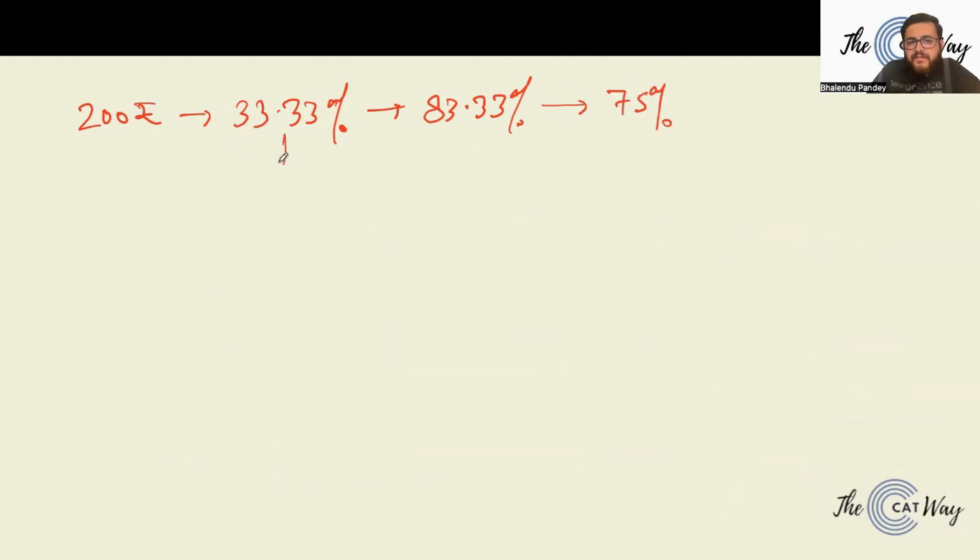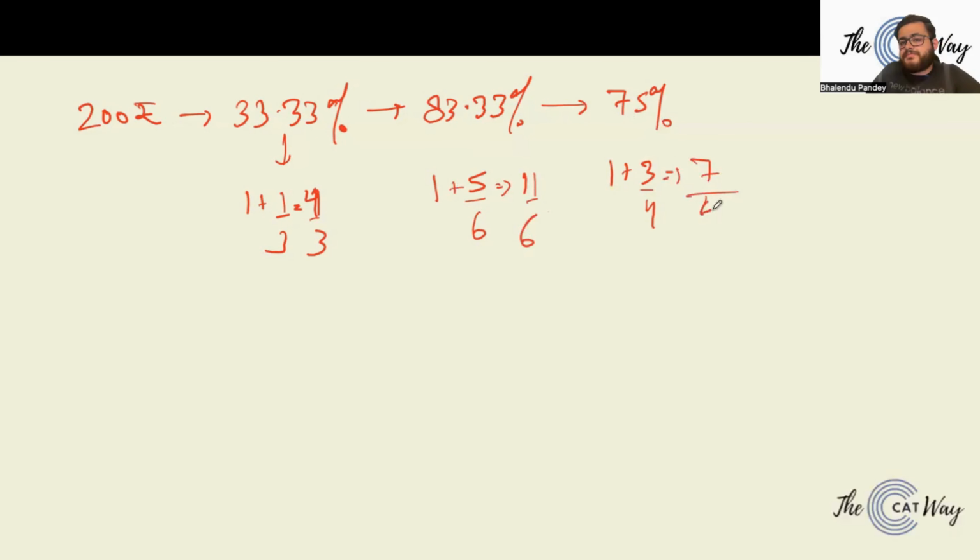Right? So the multiplying factor for this is going to be, now look, slowly, once you keep practicing, you will start remembering. 33.33% is what? 1 plus fraction, that is 4 by 3. 83.33% is what? 1 plus fraction. 16.66% is 1 by 6, so 83.33% will be 5 by 6. So 1 plus 5 by 6. 25% is 1 by 4, so 75% would be 3 by 4. So 1 plus 3 by 4. What value do you get here? You get 11 by 6 and 7 by 4.